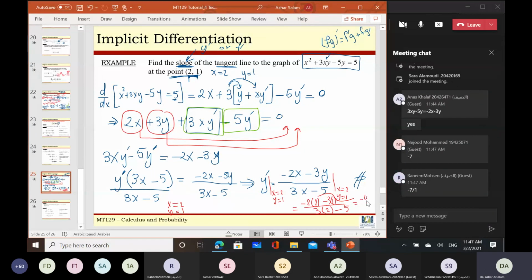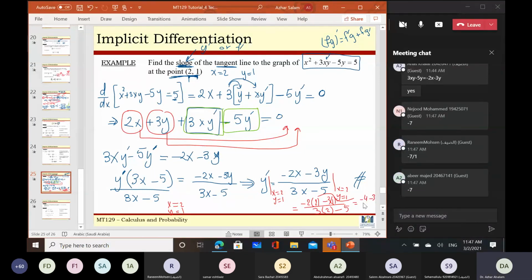It's minus 4 minus 3, divided by 3 multiplied by 2, which is 6, minus 5. This is 1, so it's minus 4 minus 3, which is minus 7. Minus 7 divided by 1 is minus 7. This is the correct answer. So the final solution, the required slope, is minus 7.